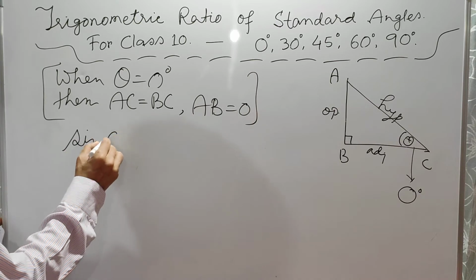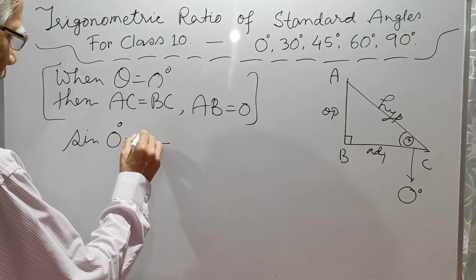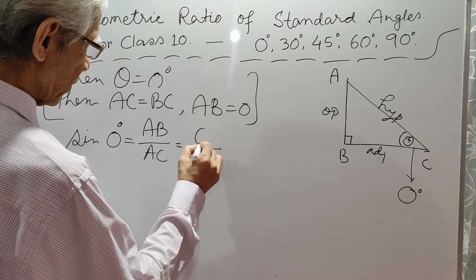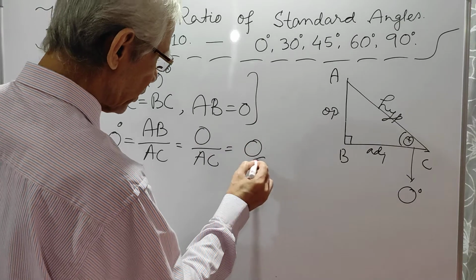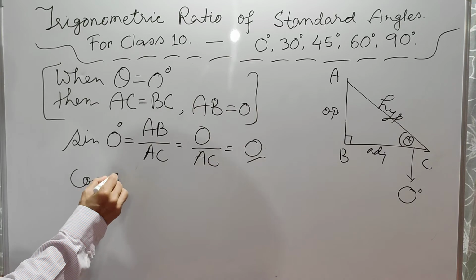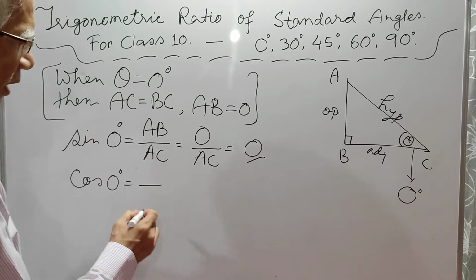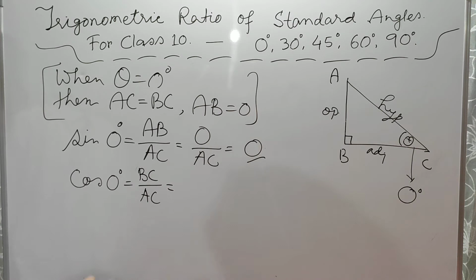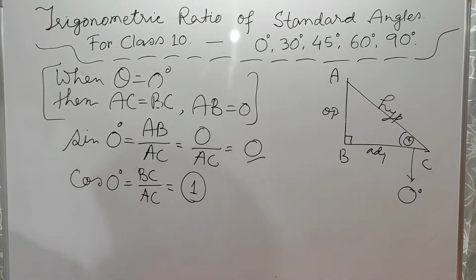Sine of 0 degree. Sine is opposite by hypotenuse, AB by AC. Now AB is 0, so 0 by AC. Anything 0 divided by anything is 0. So this is the value of sine 0 degree. Then comes cos 0 degree. Cos is adjacent by hypotenuse, that is BC by AC. BC and AC are equal, therefore BC by AC will be 1. So this is the value of cos 0 degree.